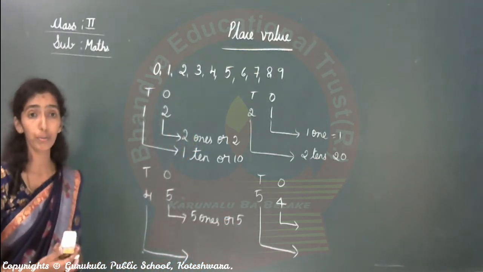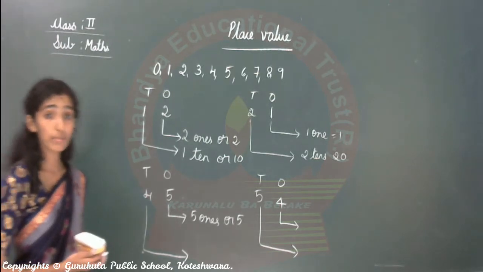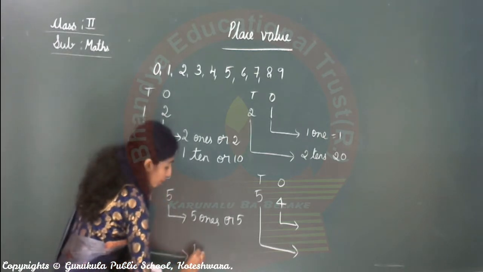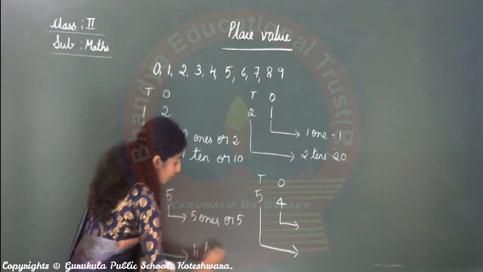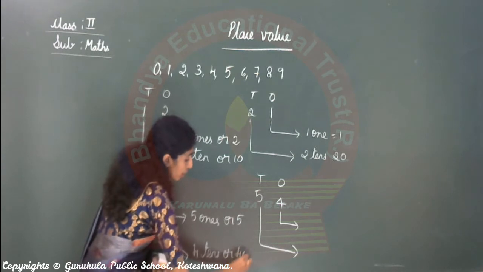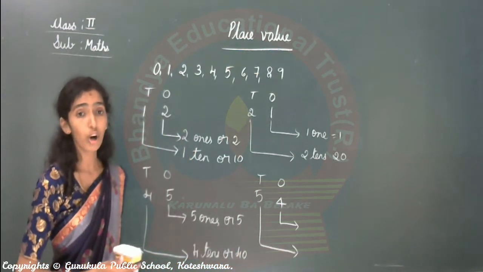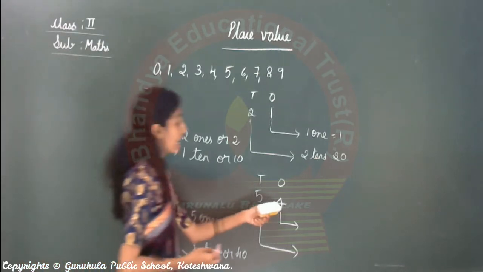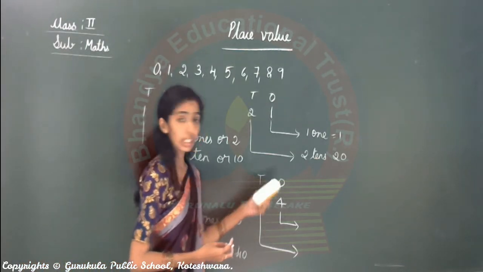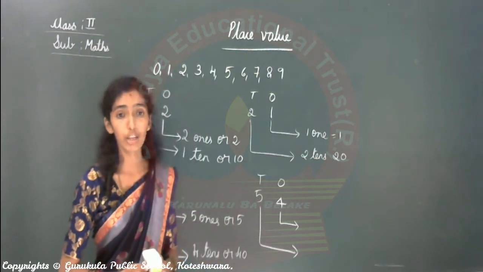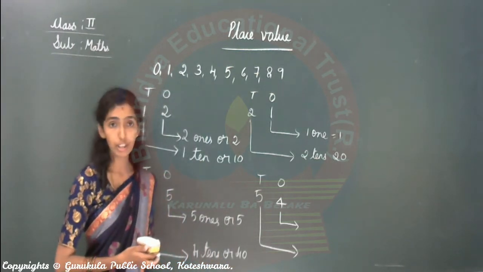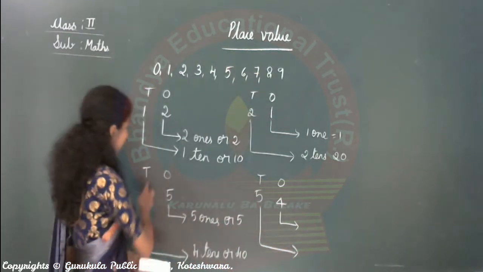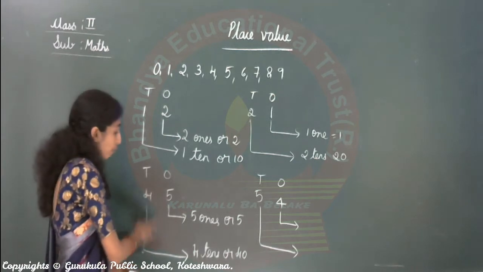What is the place value of 4? What is the place value of 4, children? Yes, 4 tens or 40. 4 tens or 40. See, like that only. Here you see 4. What is the place value of 4? Can you tell, children? Yes, very good. Here 4 is in the tens place value. So, 4 tens or 40.